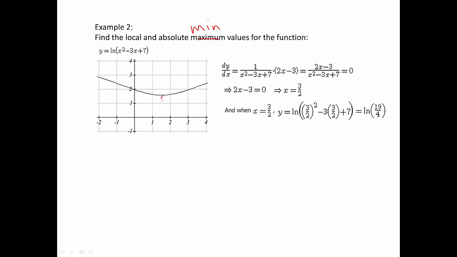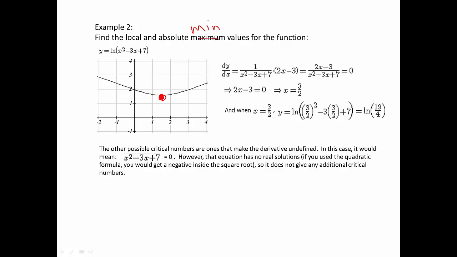So that's what this point is right here. Now remember, there's other possible critical numbers where it's undefined, and it is possible that this is undefined if you can make that 0. But if you try solving that, you'll find it's a complex number with an i in it. So there are no other critical numbers for this function if you're dealing with real numbers.